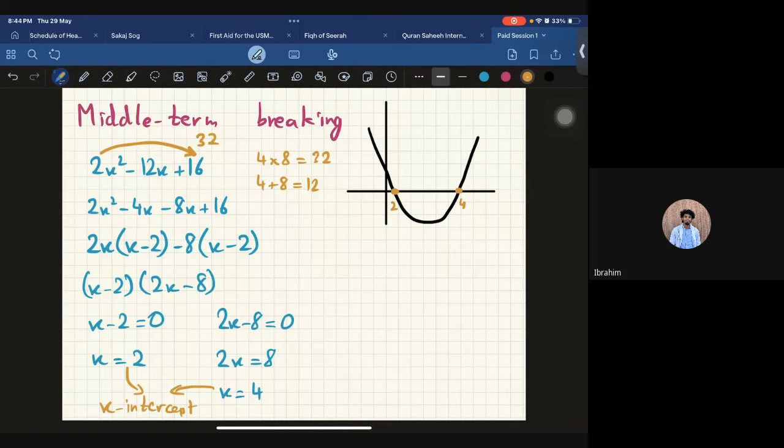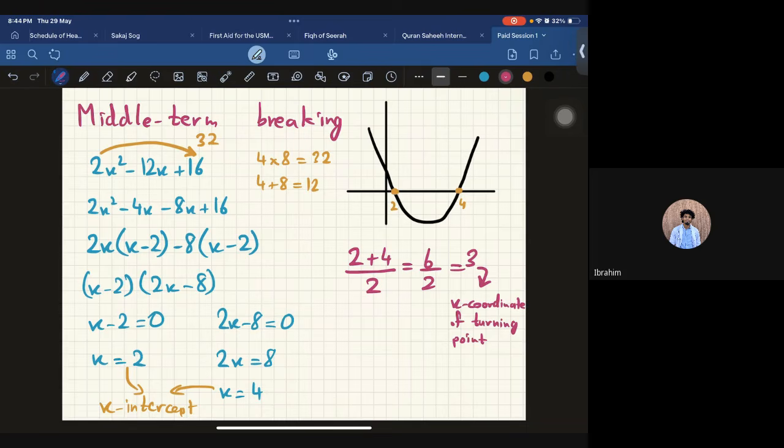Now, once you've gotten the x-intercepts, you add them up and divide them by 2. So we took the x-intercepts, we add them up and we divide them by 2. This gives us 6 upon 2, which will be 3. Okay? What you got from this by adding them and dividing them by 2 is the x coordinate of the turning point.